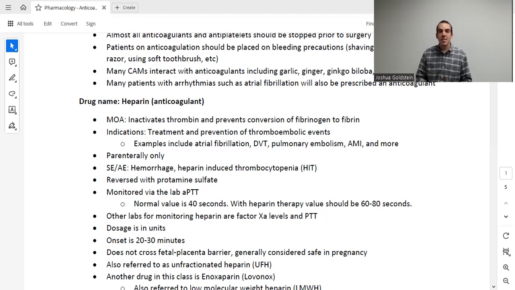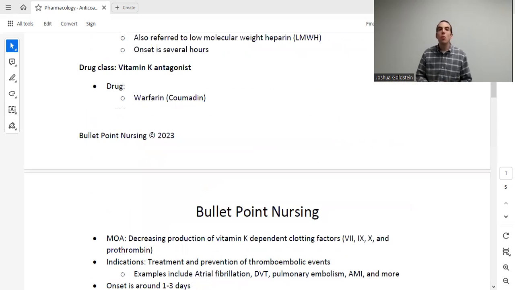Another drug that we have in this same class, if we're not calling heparin a class, another drug would be enoxaparin, which is known as Lovenox. This is also referred to as a LMWH, or low molecular weight heparin. This medication works nearly the same way as heparin. However, it has a few differences.